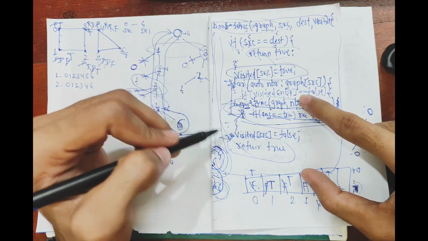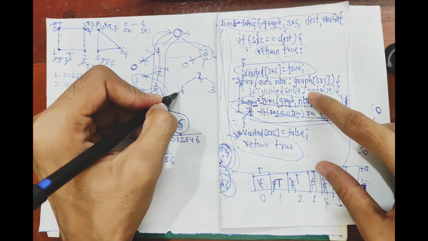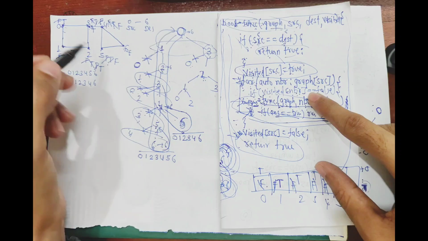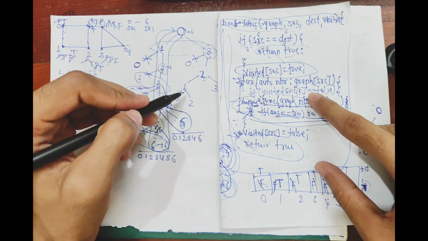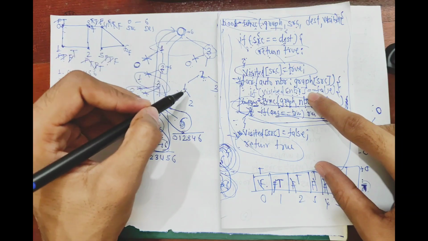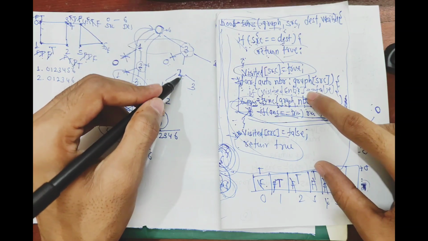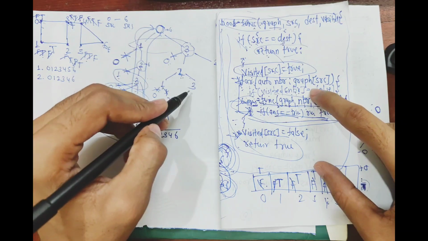Now we will check into one's neighbor. One's neighbors are 0 and 2, right? See, 0 is already true, so this will not work. One's neighbor is 2, 2 is already true, so this will not go further. Now we came to 2 and we need to check its second neighbor.